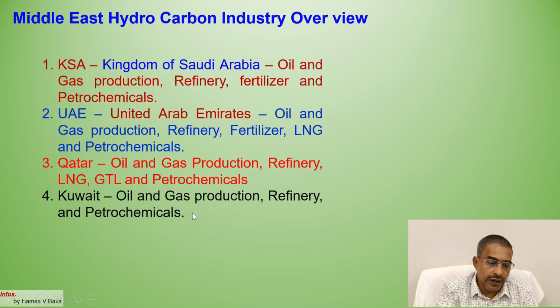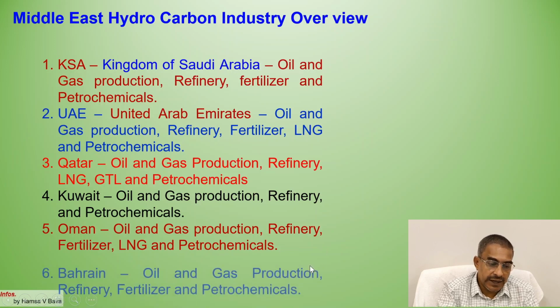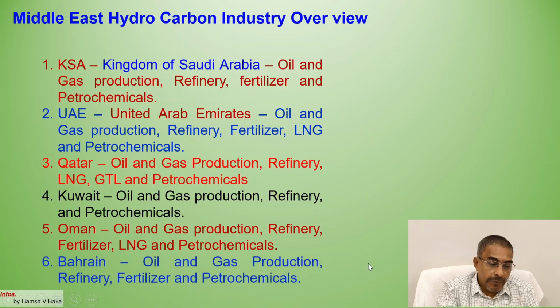Kuwait, another oil rich country, has oil and gas production, refinery and petrochemicals. Of course, fertilizer as well. Oman is another country, where oil and gas production is there, refinery is there, fertilizer is there. Of course, LNG production is there, plus petrochemicals. Bahrain, another Middle East country, has oil and gas production, refinery, fertilizer and petrochemicals. So these are the six major Middle East countries.